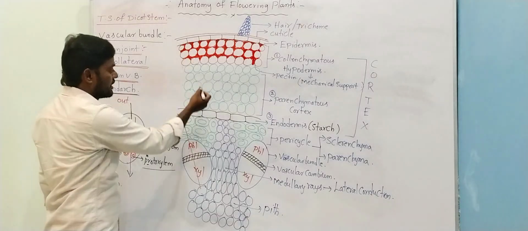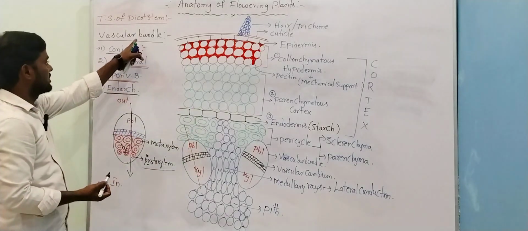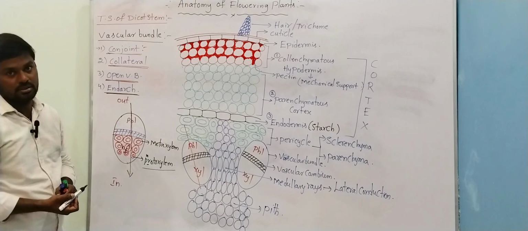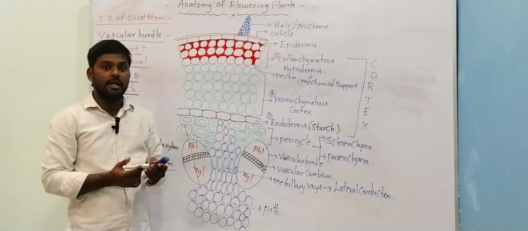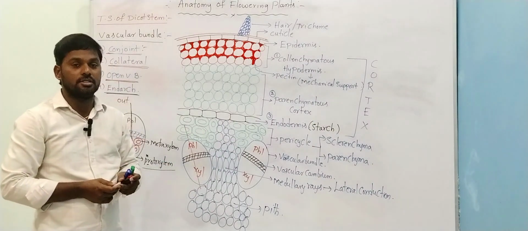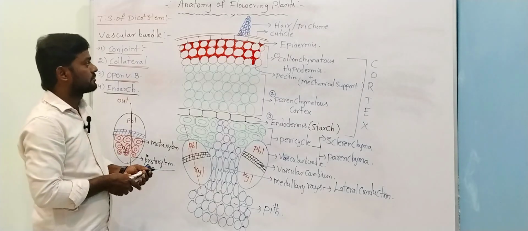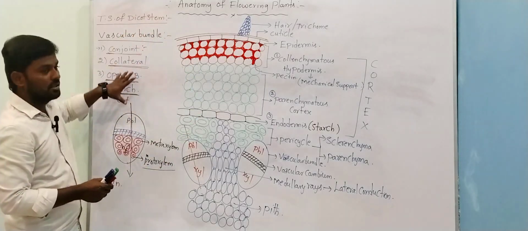So these are the layers of the dicot stem. And next, these are the vascular bundle characters. This is a most important 8 marks question from the examination point of view. So this is the structure of the dicot stem.